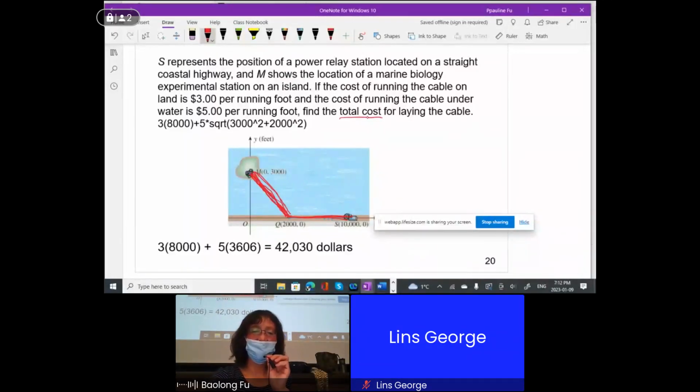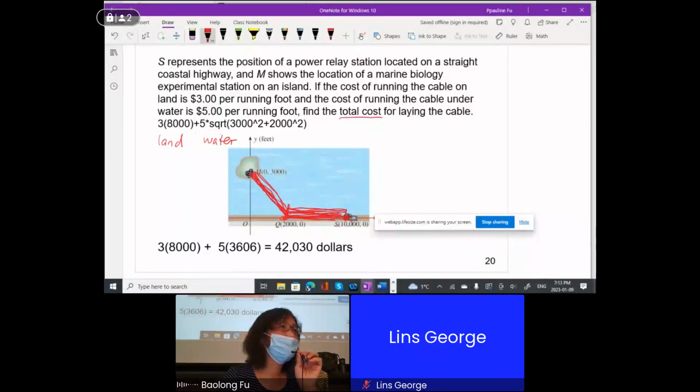Okay, so the total cost has two parts. One is the cost of the cable on the land. The other is the cost of the cable underwater. Which one represents the cable on the land? This part here, from here to here, is cable on the land. How long is this one? This point position is 10,000. This S, and the point Q is 2,000. So what is the distance between Q and S? Anyone? 8,000? Excellent. The distance between Q and S is 8,000.